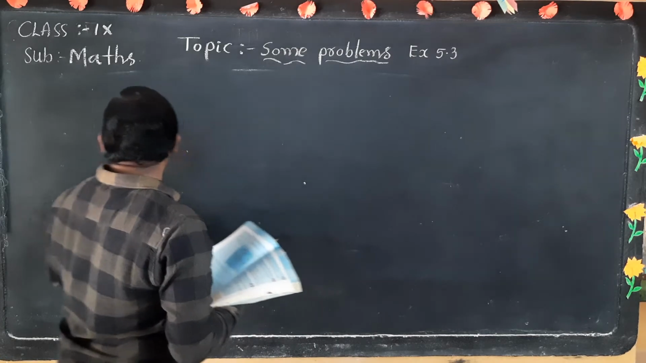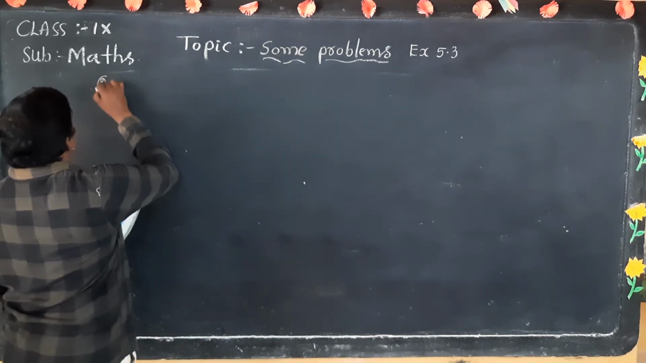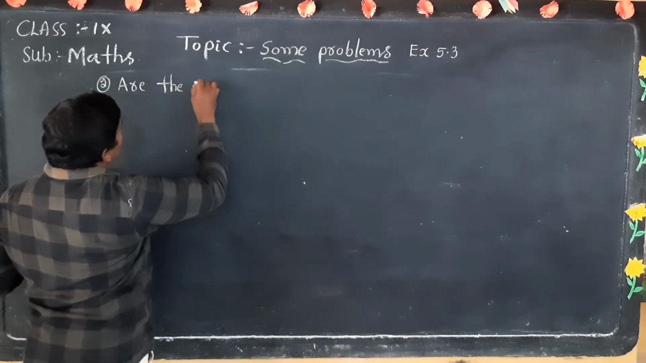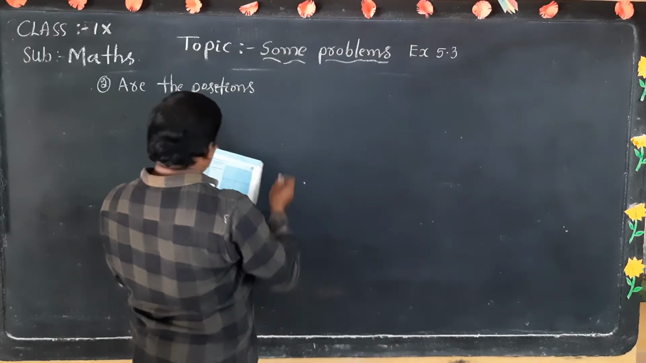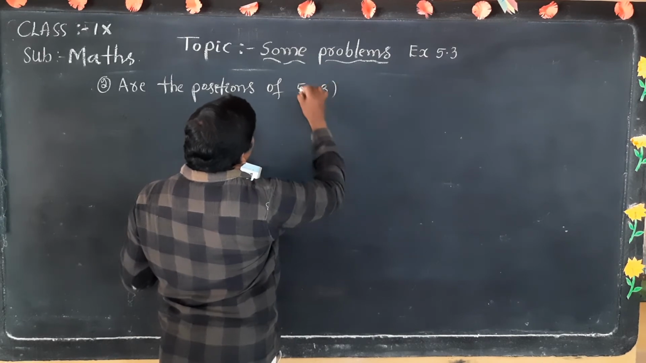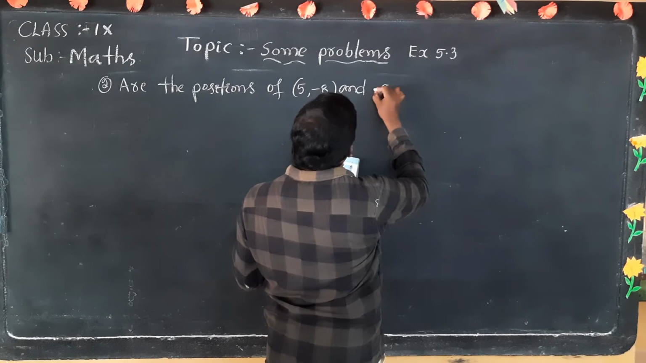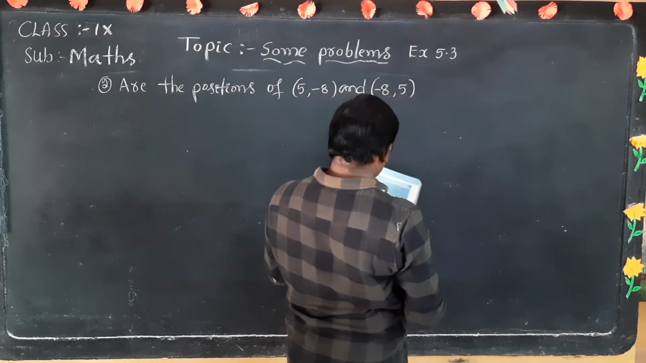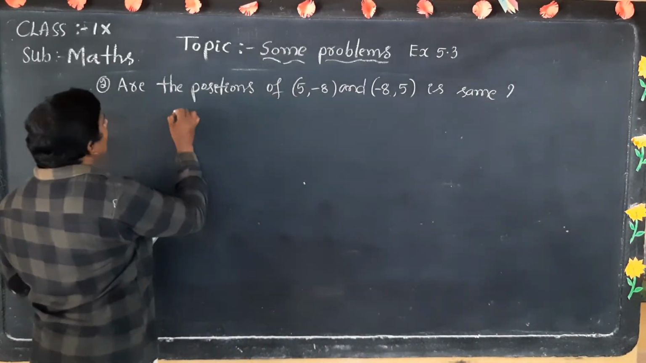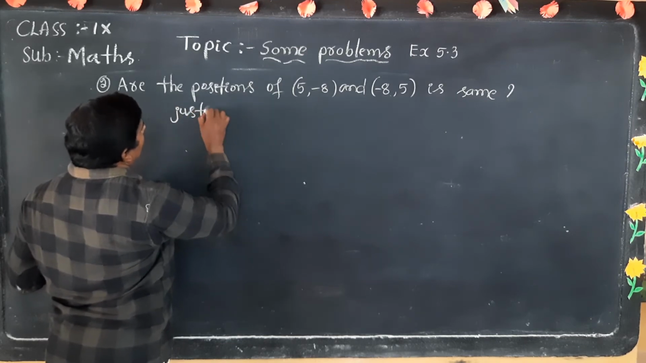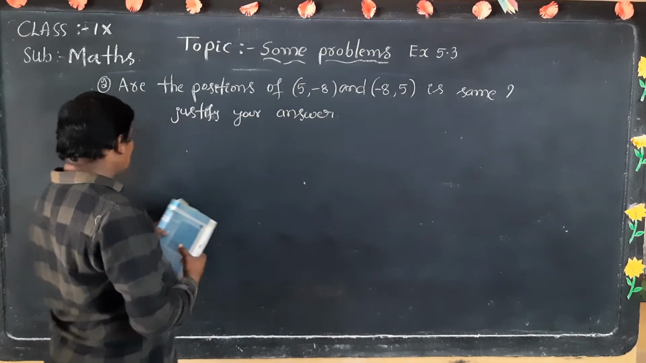Exercise 5.3, second problem: are the positions of (5, -8) and (-8, 5) the same? Justify your answer. Okay, now see this problem.